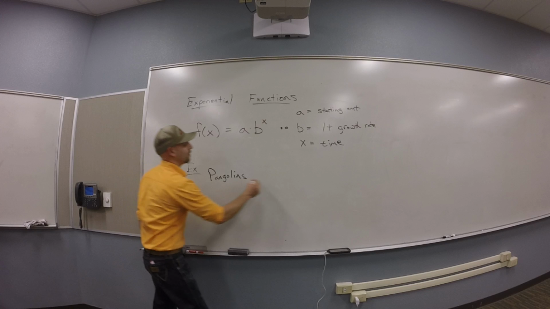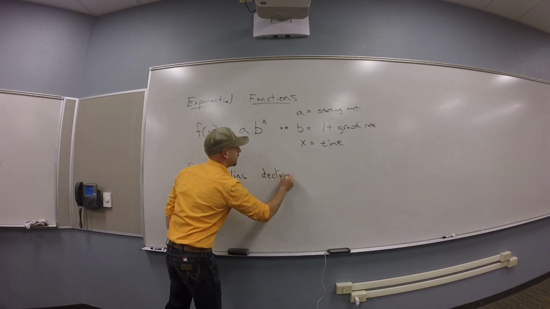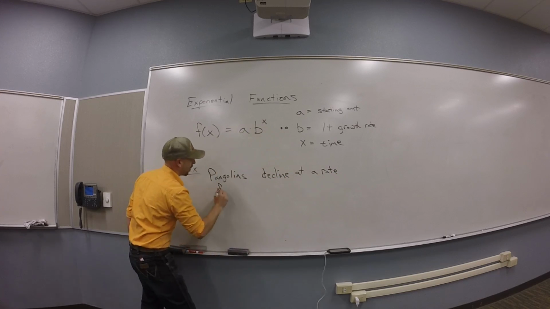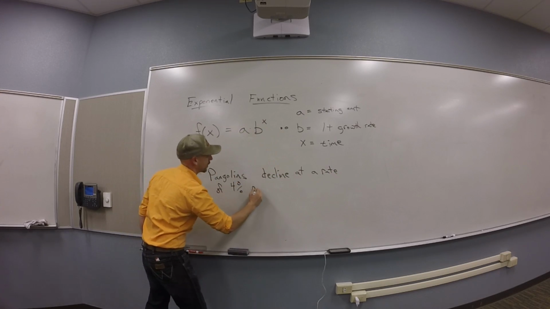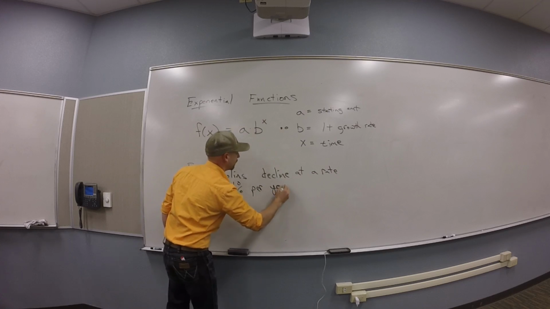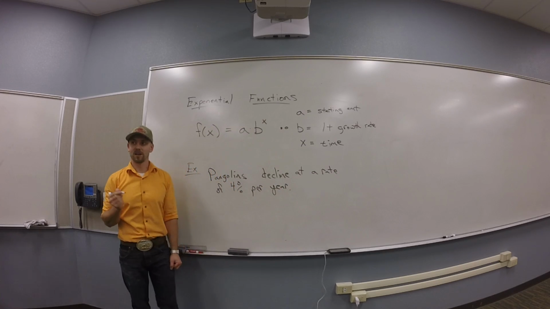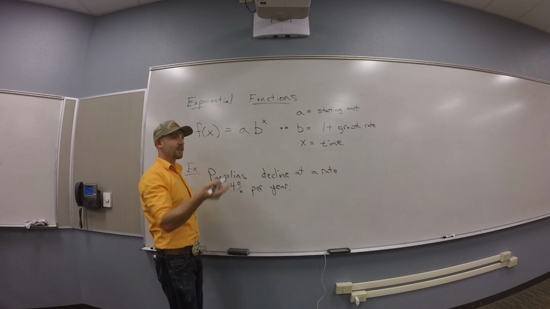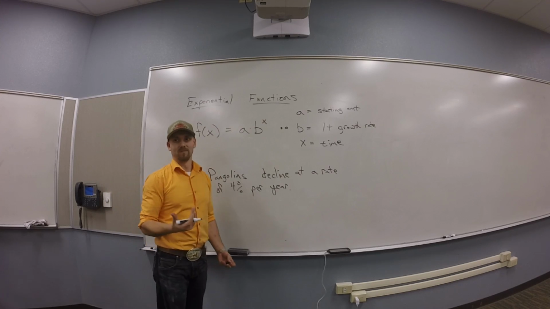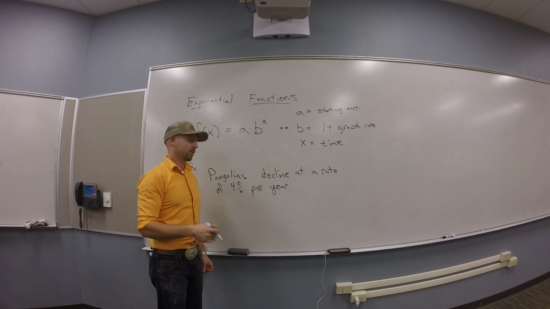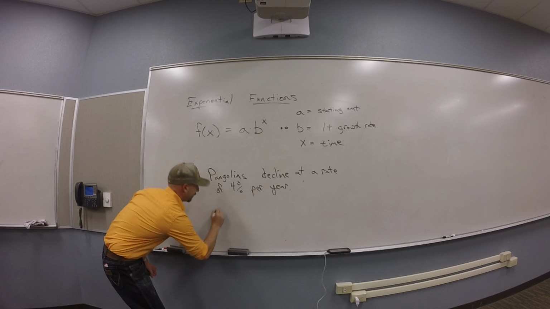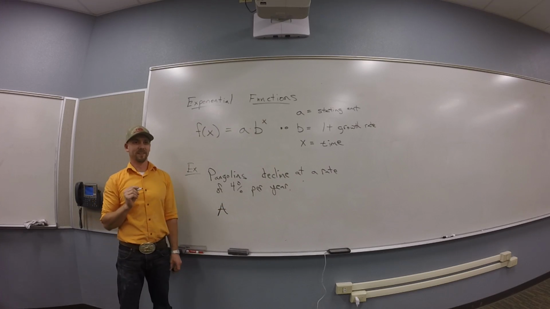Okay, so say we knew that pangolins decline at a rate of 4% per year. It's very sad. Pangolins are going extinct. Okay? So how many pangolins are there? I don't know. Let's say amount A. Okay, perfect. So there's some amount A of pangolins.